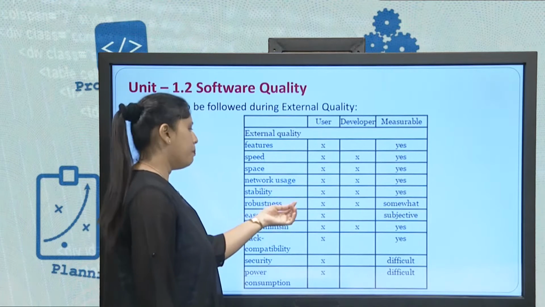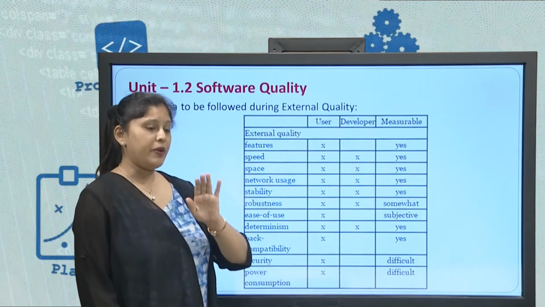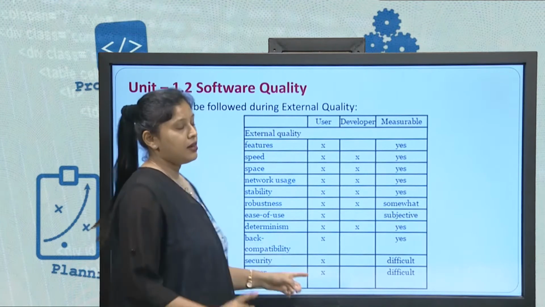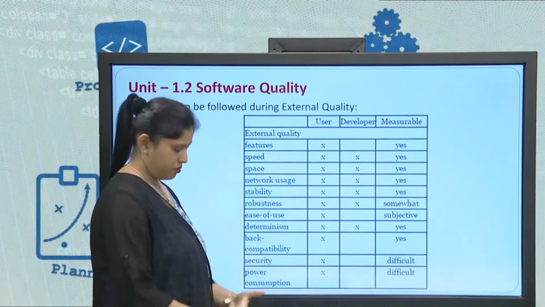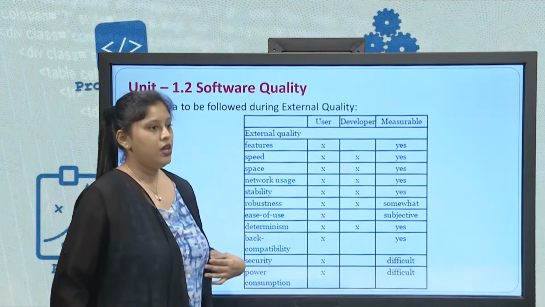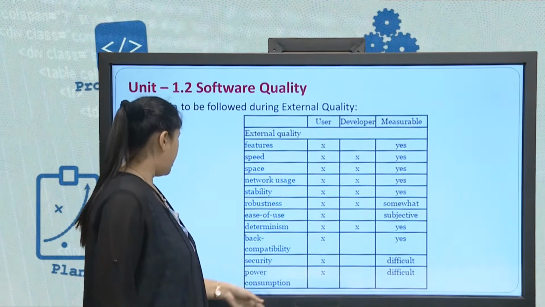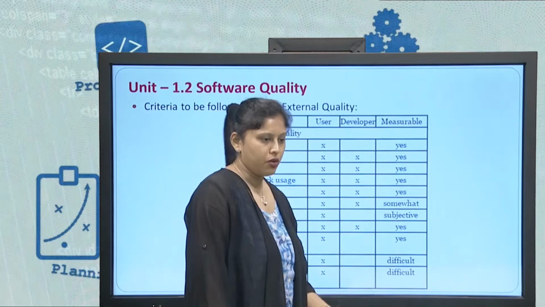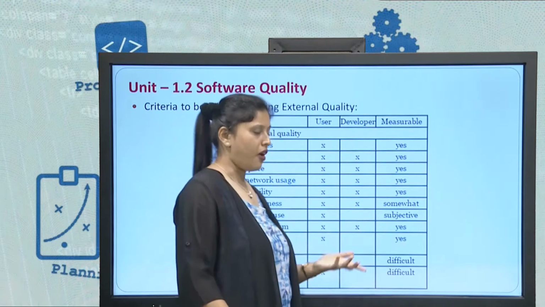Then determinism, both of them check, user also checks, developer also checks. And measurable, yes. Back compatibility, whether it is compatible to the back end, end users check it, developers don't. Measurable, yes. Security, of course, we as end users using any software, probably WhatsApp, we definitely check whether it is secured or not. So users do it, developers don't. And measurable, very, very difficult, because sometimes, if you say Facebook, for you it would be secure, for me it would be unsecured. So it is very difficult to measure. Power consumption, we generally check whether it is consuming more amount of power or not. Developers are not sufficiently interested in that. And it is difficult to measure, power consumption.